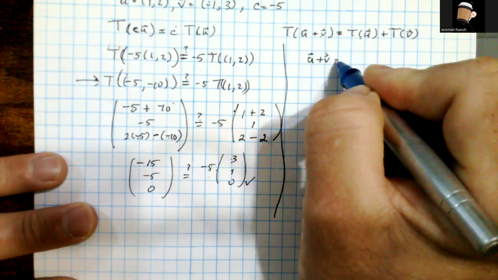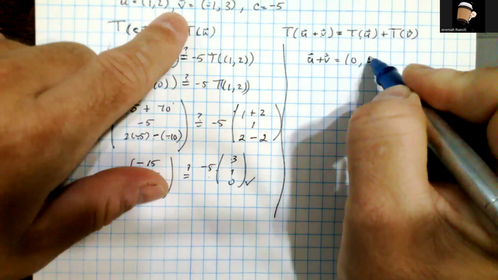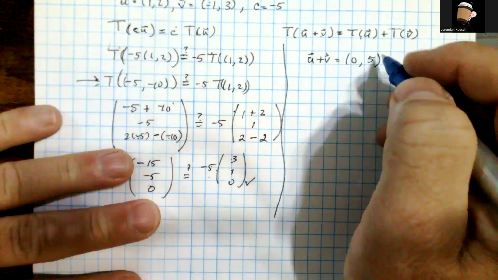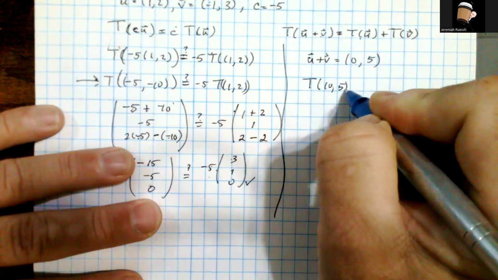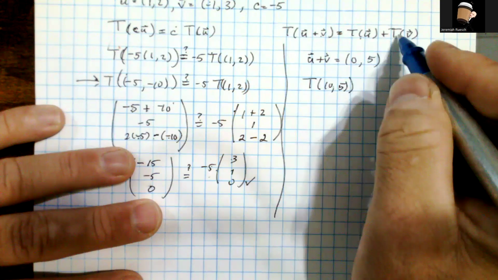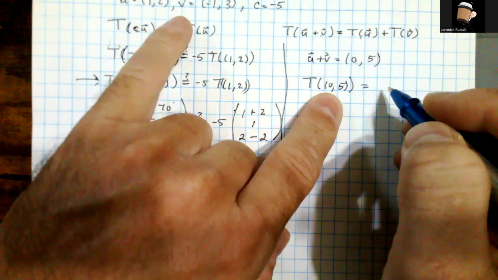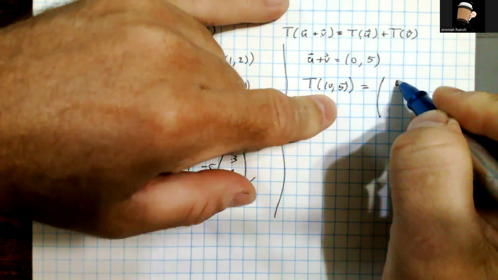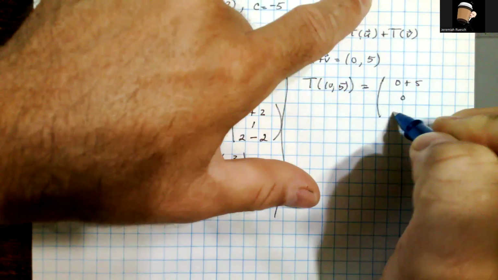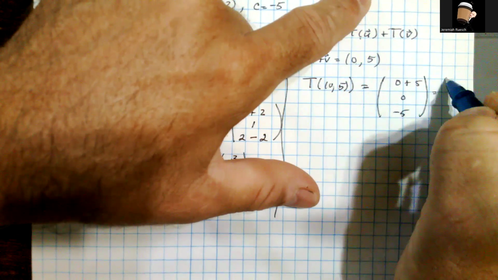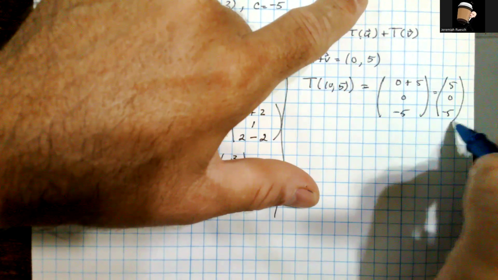U plus v, what does that equal? Component-wise, that's going to give me (0, 5). We're going to transform the vector (0, 5). Let's go ahead and do that transformation now and compare. We have 0 plus 5, 0, and then 2 times 0 is 0 minus 5, so negative 5, which simplifies to (5, 0, negative 5). Okay.